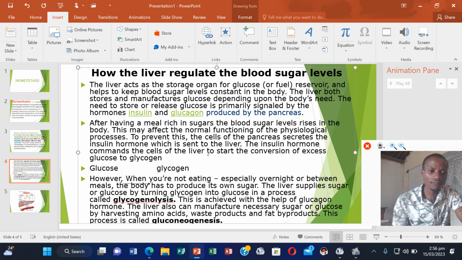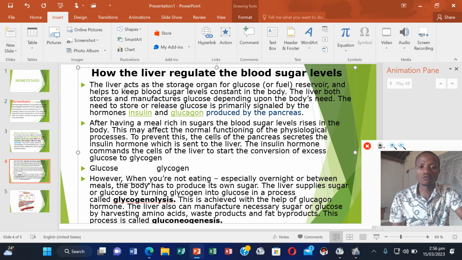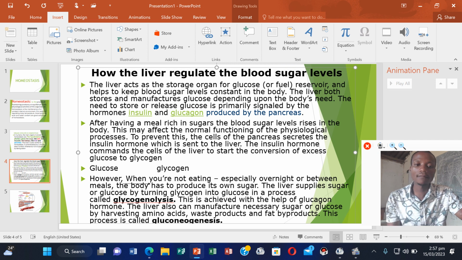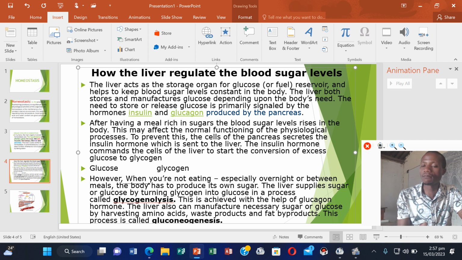Okay. Now, the liver acts as a storage organ for glucose, food, which is also called fuel, because this is where we get energy from. That is why it is called the fuel. So it is the energy reservoir, and helps to keep blood sugar levels constant in the body. So apart from the liver acting as the storage organ in humans and also other animals, it also helps to maintain the blood sugar levels, the constant maintenance of sugar content in the blood.